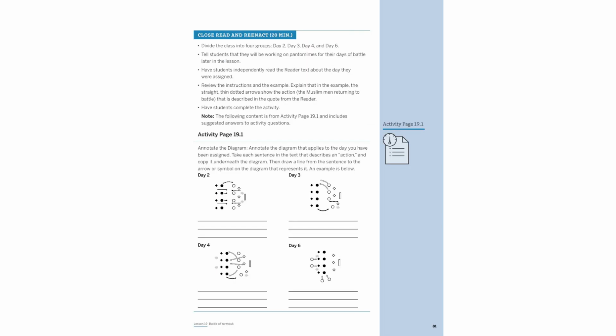Divide the class into 4 groups for days 2, 3, 4, and 6. Each group reads their assigned day's text independently. Annotate the diagram by linking sentences describing actions to corresponding arrows or symbols. For example, dotted arrows show Muslim soldiers returning. Complete the activity by drawing lines from sentences to diagram elements.